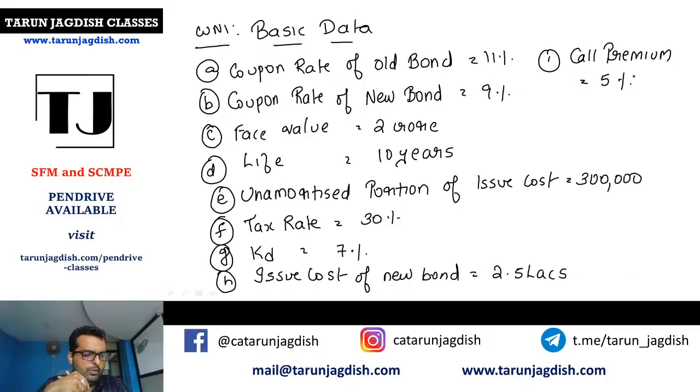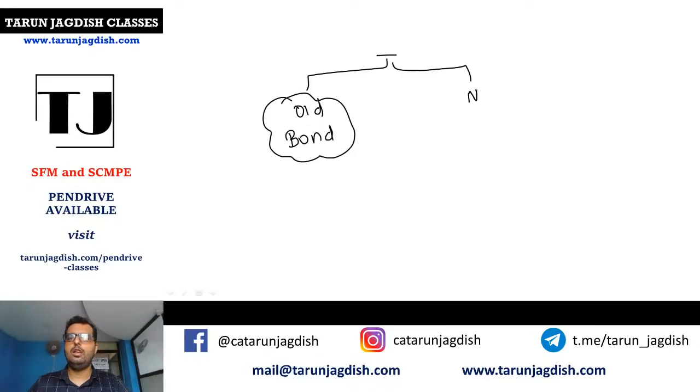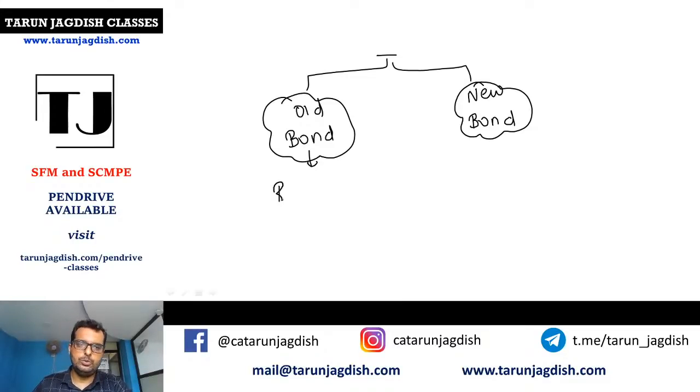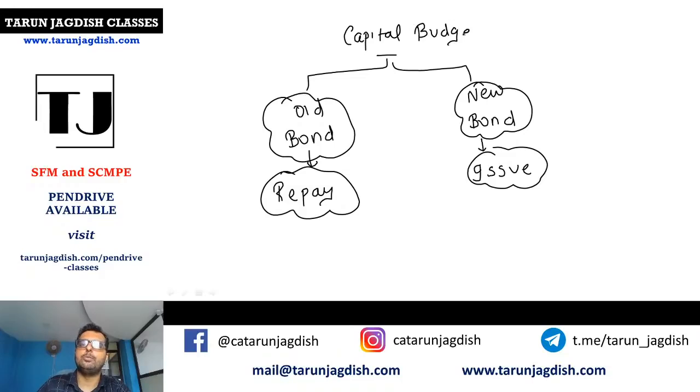Alright friends, I hope you have all written the basic data in your books now. Once you're done with the basic data, we will now start cracking this problem. Friends, in this problem, you must understand there are two types of bondholders. One is the old bondholder and the other one is the new bondholder. So we are going to repay the old bond and in its place we are going to issue the new bond. So this is not exactly a bond problem. It is more of a capital budgeting problem.